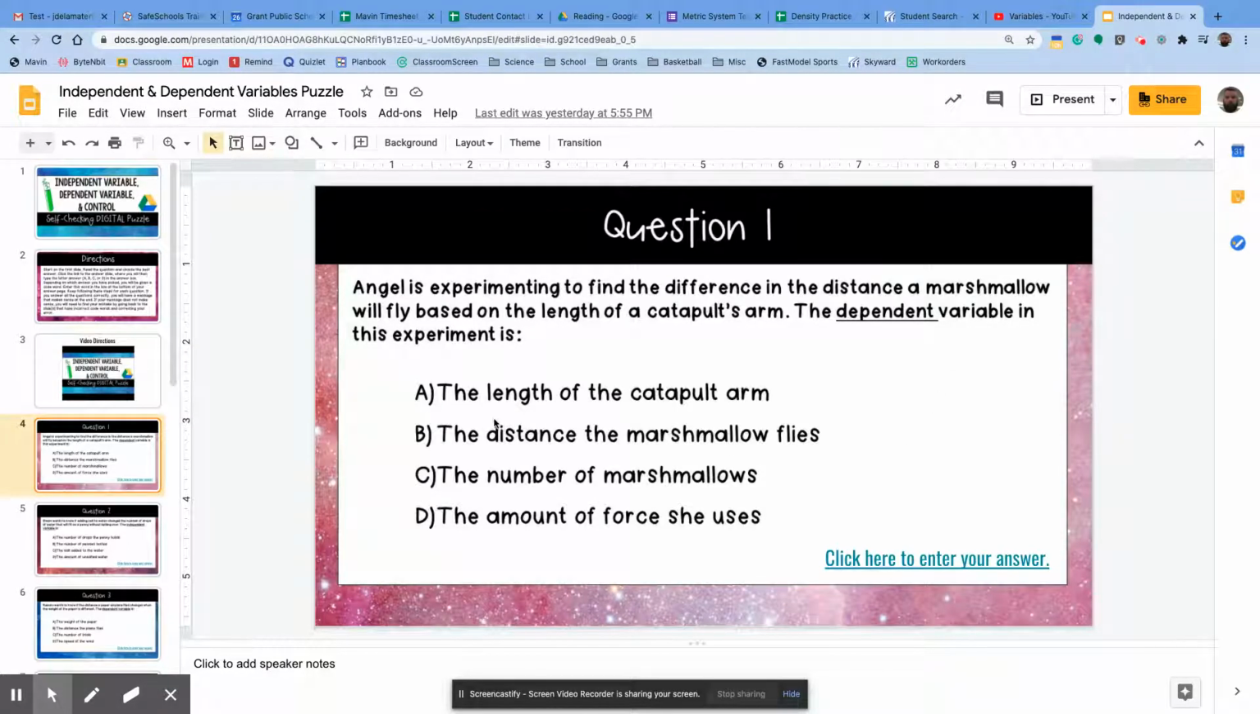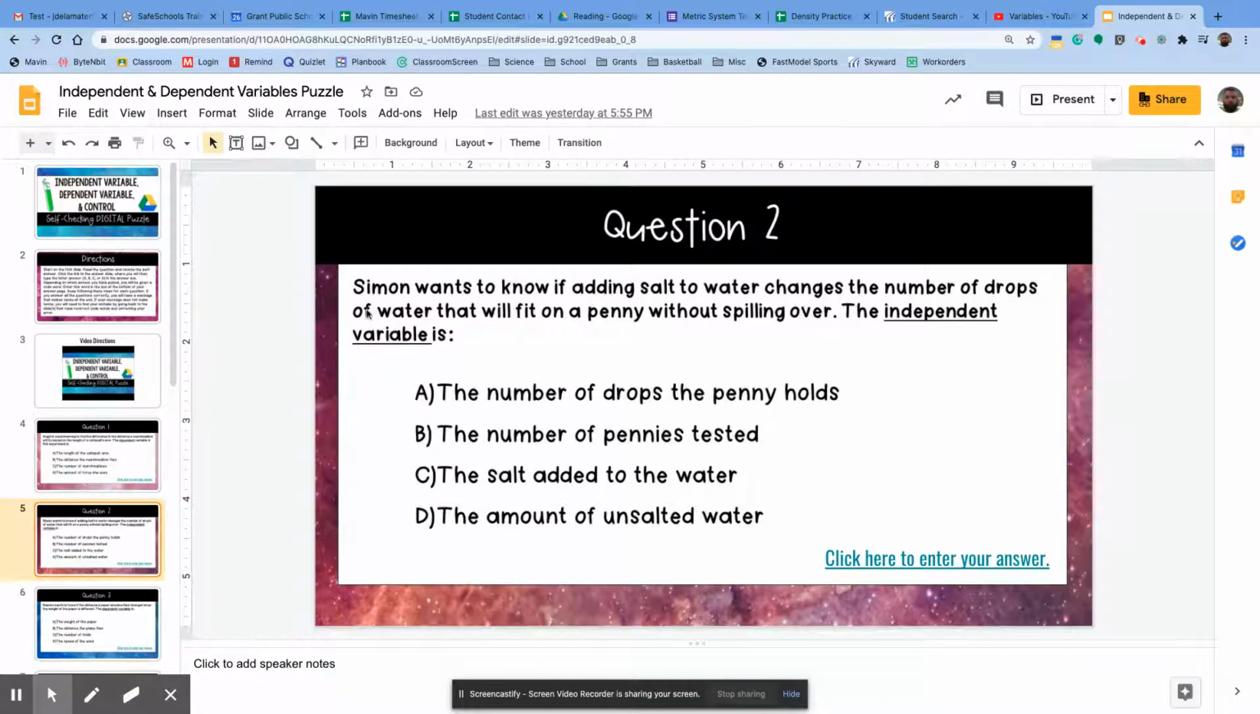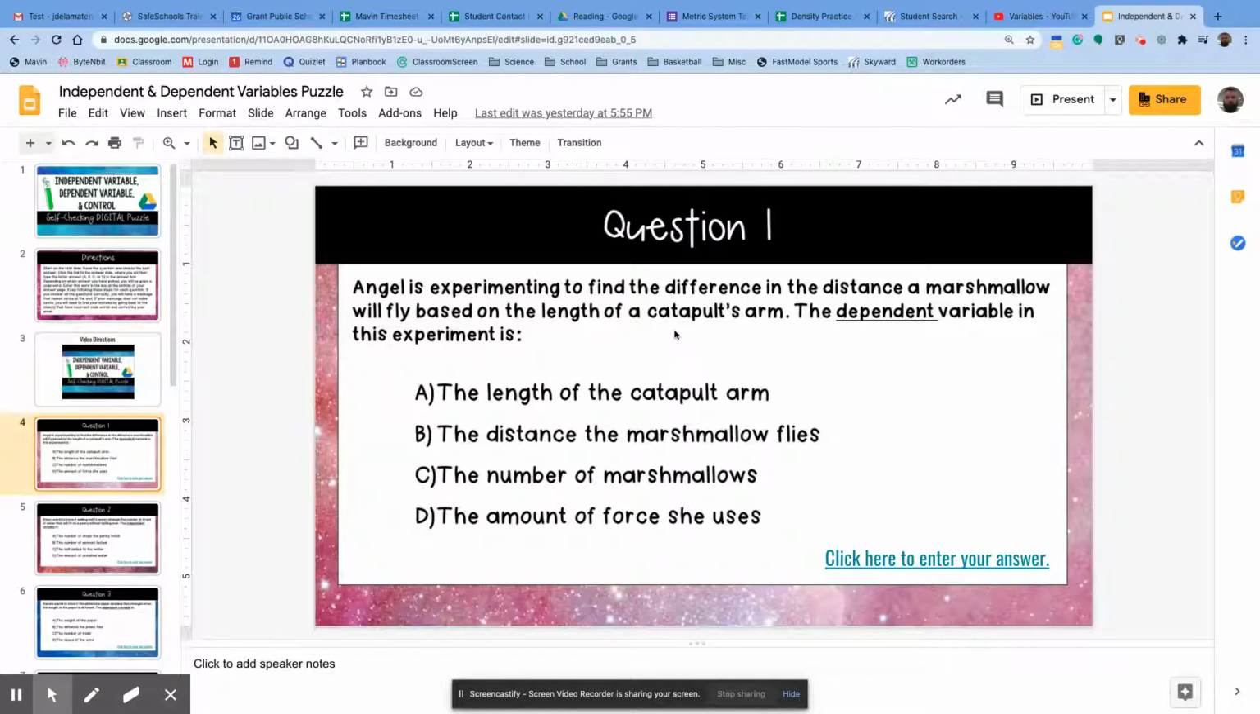So the dependent variable is what you were measuring. And I know it's kind of odd to say that A isn't correct because you are measuring the length of the catapult's arm, but you're actually measuring that to change it. That's what you're changing in the experiment. What you're looking for is how far that catapult can actually throw the marshmallow, and that's going to depend on the length of that catapult's arm. So in this case, each time you change the length of the catapult's arm and you use the catapult, you're going to measure the distance that marshmallow goes, and that is B.